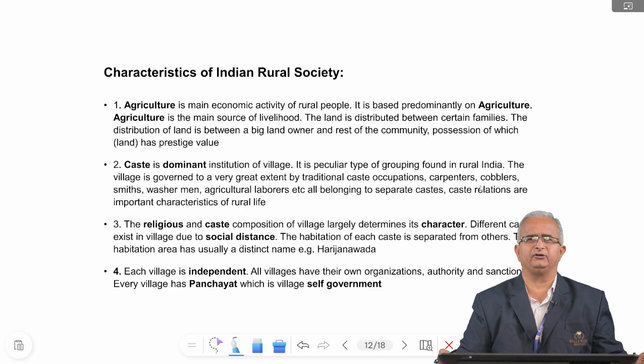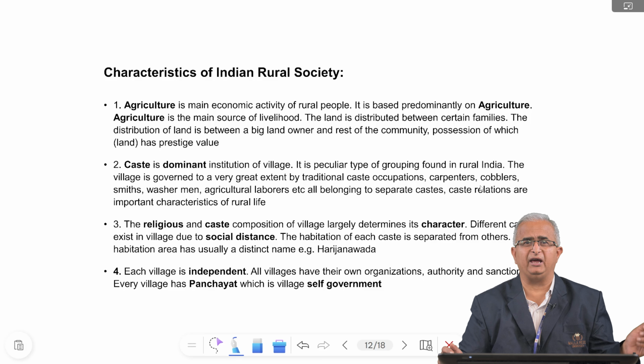Characteristics of Indian rural society. We try to find out what are the different characteristics that exist within the rural society. The first and foremost characteristic of rural society is agriculture. Agriculture is the main economic activity that happens in the villages.